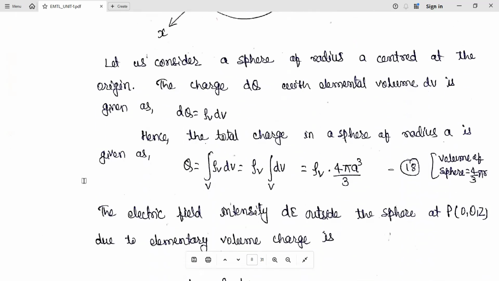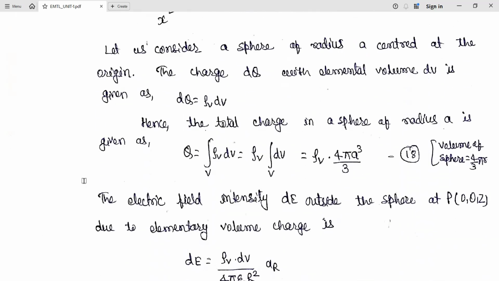Now we have to find the differential charge. We have already seen the expression: dq equals rho v into dv is the differential charge. So the total charge will be the integral of rho v into dv.